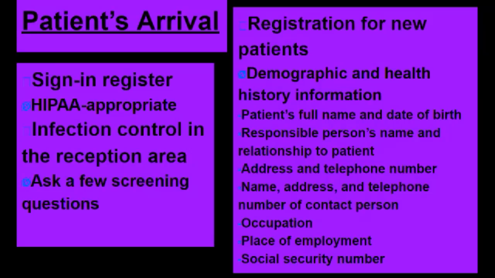Registration for new patients. Demographic and health history information. Guys, this is something you've got to know. This is what you need on that information. The patient's full name and date of birth, responsible person's name in relationship to the patient, address and telephone number, name, address, and telephone number of contact person, occupation, place of employment, and social security number.